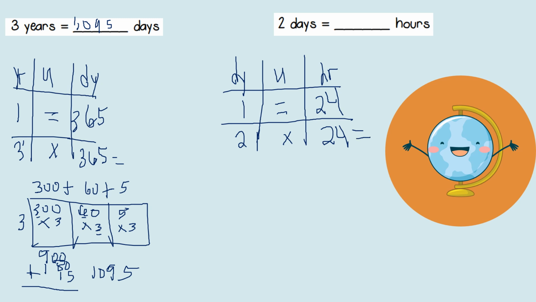So 24 times 2. Or 24 plus 24, for those that still like repeated addition. And I'm going to do another multiplication strategy. 4 times 2, starting in the ones place, is 8. And then I go over, 2 times 2 is 4, so 48. So 2 days is equal to 48 hours. We converted 2 days into 48 hours.